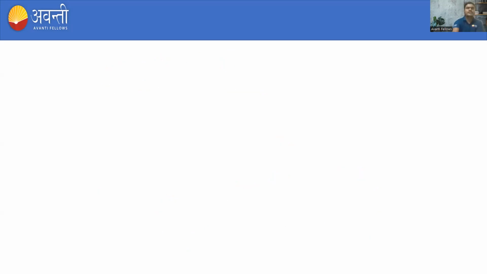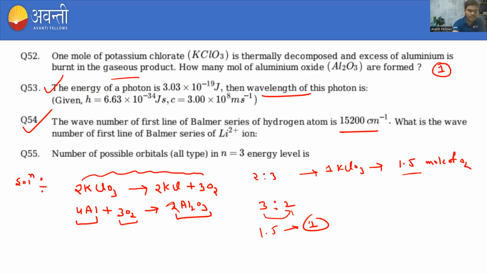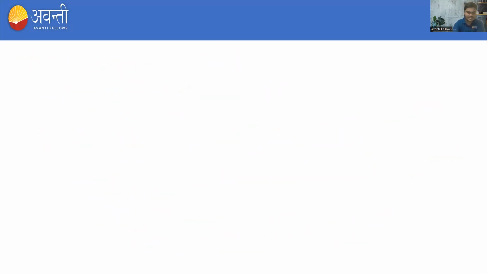Let's move to question number 55. That is the number of possible orbitals of all types in n is equal to 3 energy level. So if n is equal to 3, we know that L is equal to what? L is equal to 0, 1 and 2.